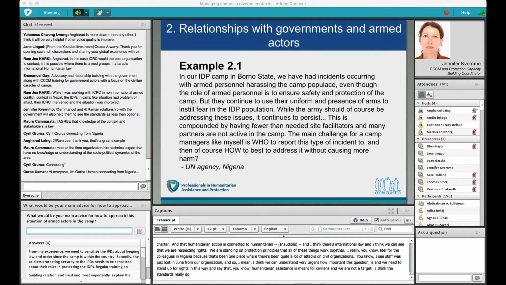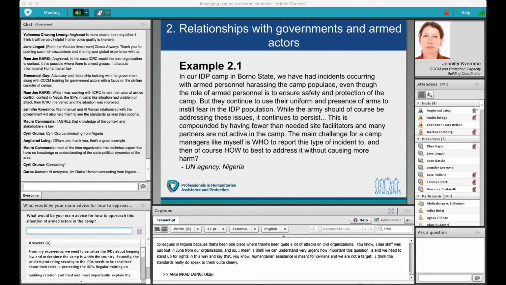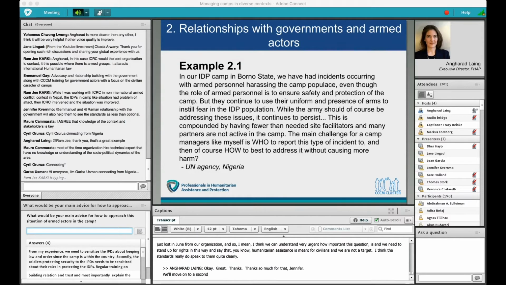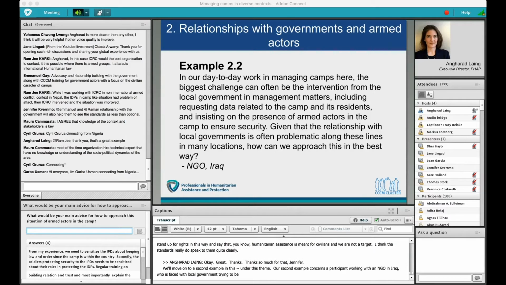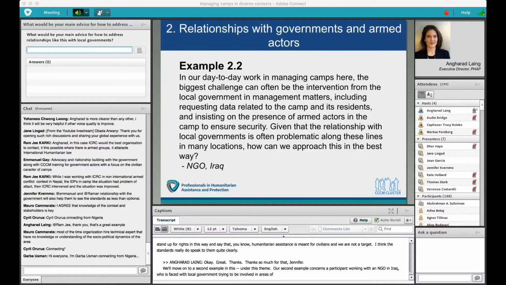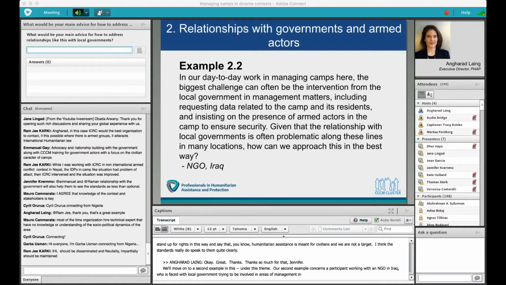Okay, great. Thanks so much for that, Jennifer. We'll move on to a second example under this theme. Our second example concerns a participant working with an NGO in Iraq who is faced with local government trying to be involved in areas of management in ways that might not be suitable. So I'll read it out here.